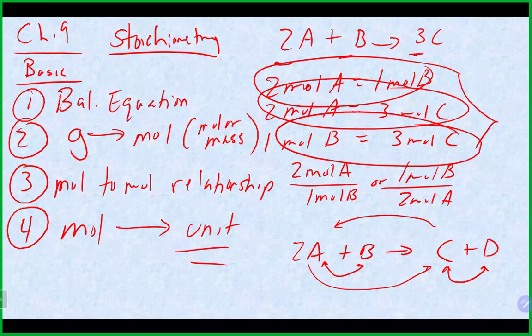All you really need is one piece of information, and you can pretty much figure out how everybody else might be changing in this reaction. Any questions on basic stoichiometry problems?